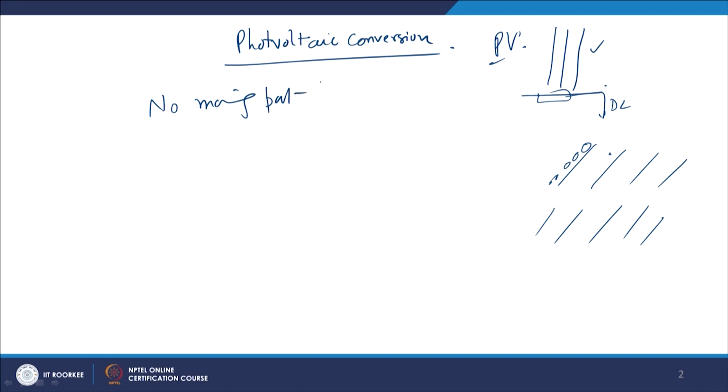Little maintenance is required. You only have to keep the PV surface clean, otherwise the efficiency of the cell will go down drastically. And the best part is that it takes diffuse radiation also. Solar thermal systems work on direct, beam radiation. They don't take diffuse radiation, or they take it, but the percentage is very insignificant. But here they take diffuse radiation also.